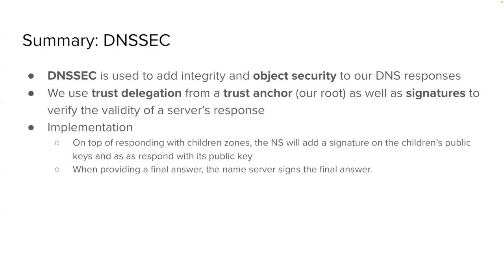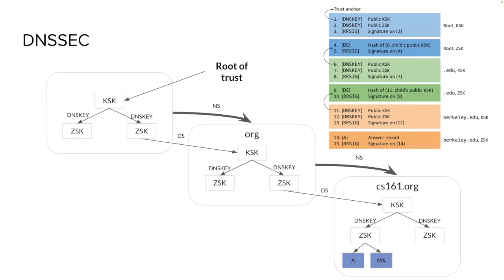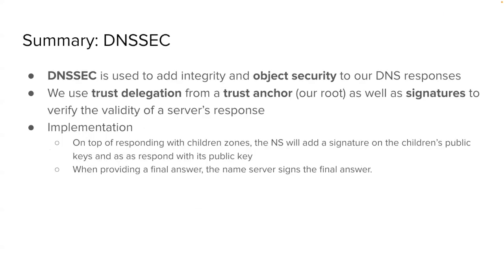And then the summary is that DNSSEC is used to add integrity and object security to our DNS responses. We use trust delegation all the way from the trust anchor, or root, as well as signatures to verify the validity of a server's response. The implementation is that on top of responding with children's zones, the NS will add a signature on the children's public keys, which is the KSK, and it will also return a record that's signed, basically.